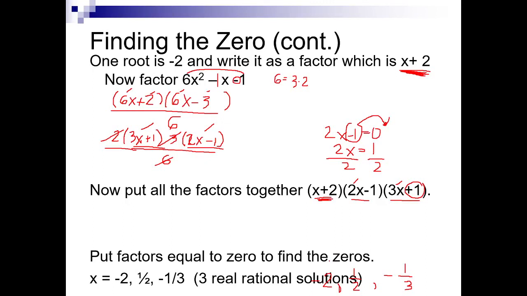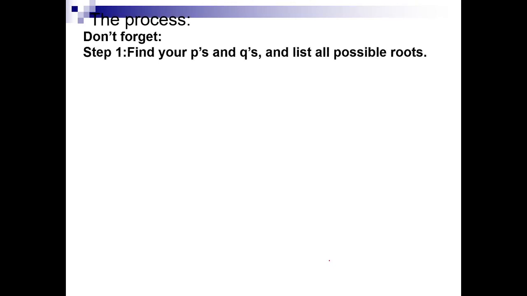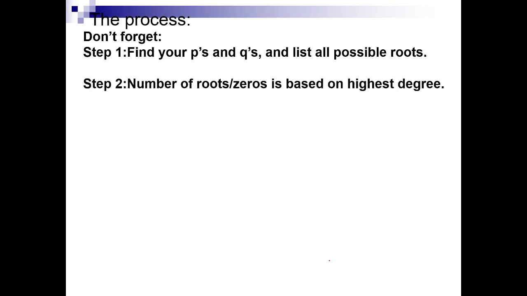Okay? Next, the process. Don't forget. Step 1. Find your P's and Q's and list all possible roots. Step 2. The number of roots or zeros is based on the highest degree. But it's not necessarily true that if you have a degree 3, you expect three different numbers. It's not. Okay? I will have an example on that later on.